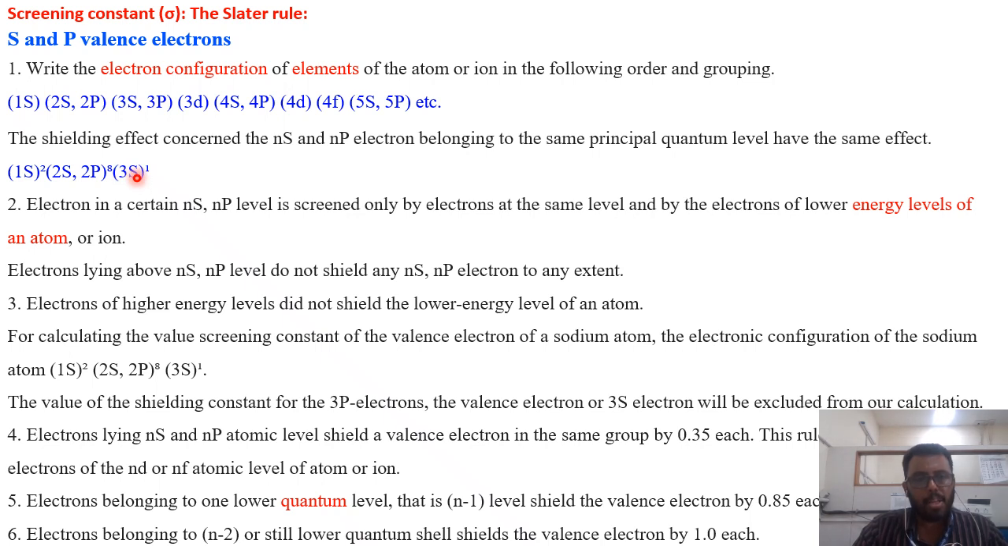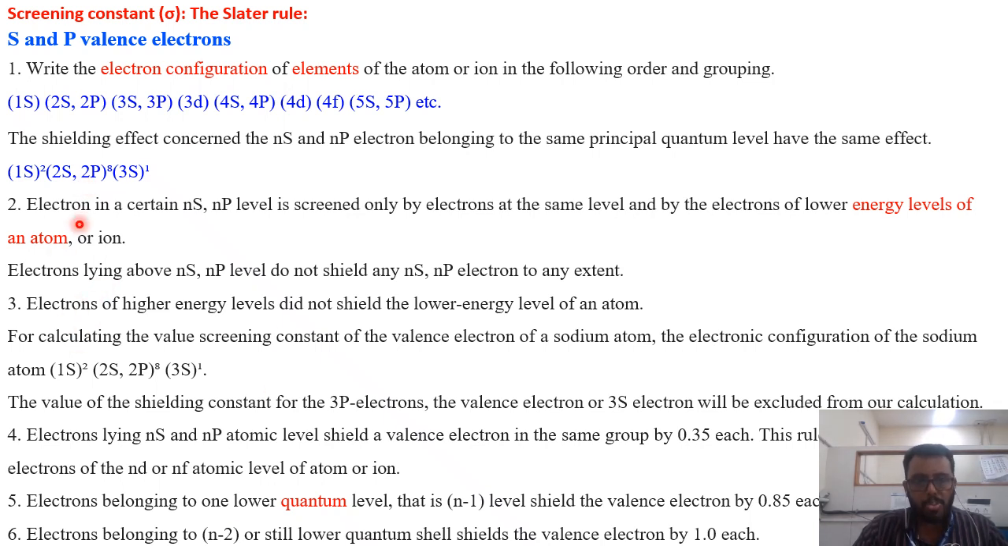If you write the configuration for the sodium ion, then one electron will be removed. So the total number of electrons will be 10 in that case. Then 3s you have to exclude. This is the only difference between writing an electronic configuration for an atom and for an ion.